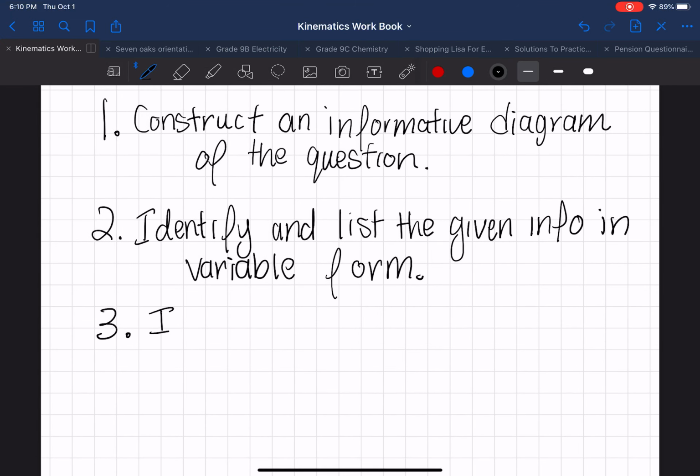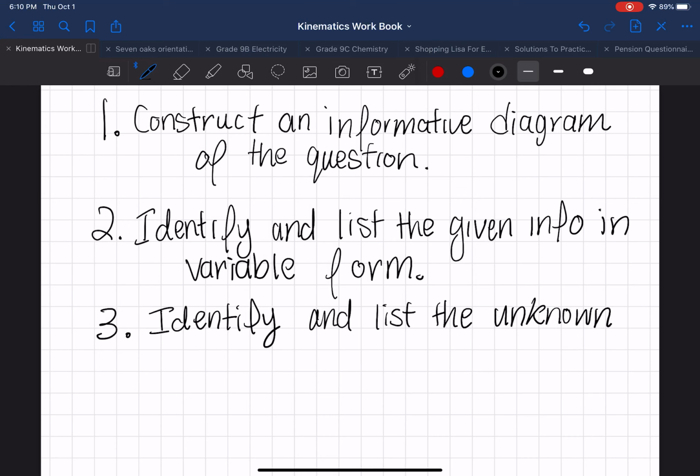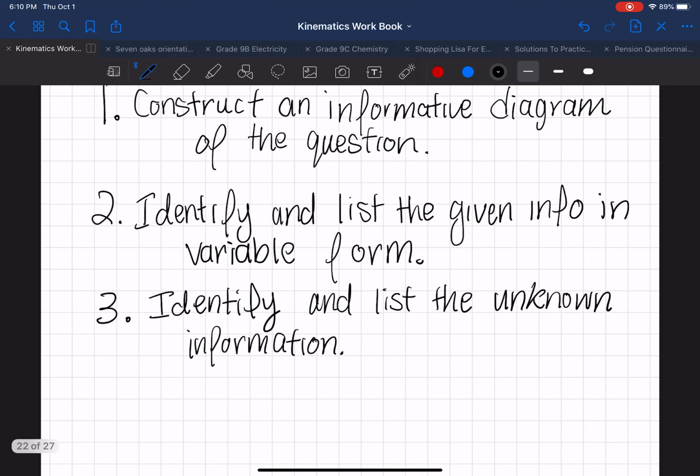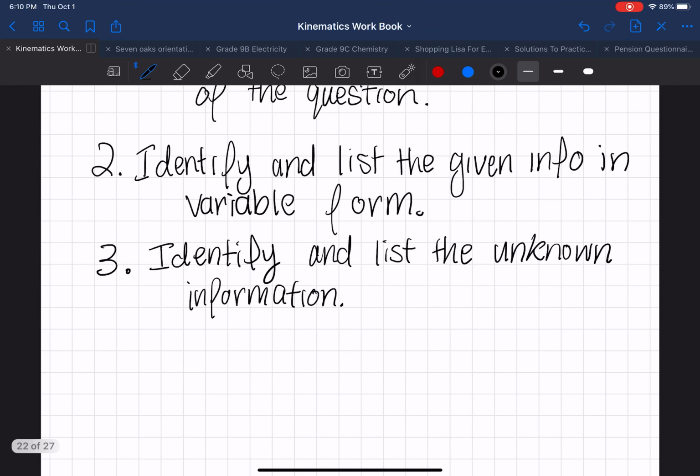Number 3, you must identify and list the unknown information. It's very important to also list your unknown. The question will also tell you what is unknown. So maybe what they want the answer to be is your final displacement. That means you're looking for D, so you need a formula that has a D in it, to be able to plug in all those numbers and solve for D.